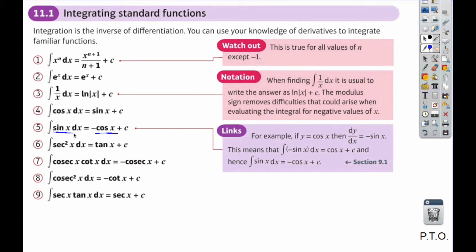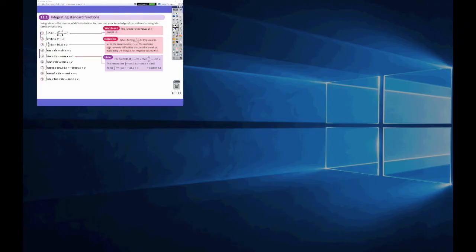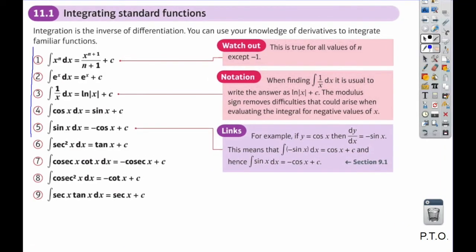I would say that these ones here, 1 through to 5, are the kind of obvious ones. You should be able to know those without too much thinking. And then what remains are 6 through to 9. Those are the ones that I would like you to memorize.